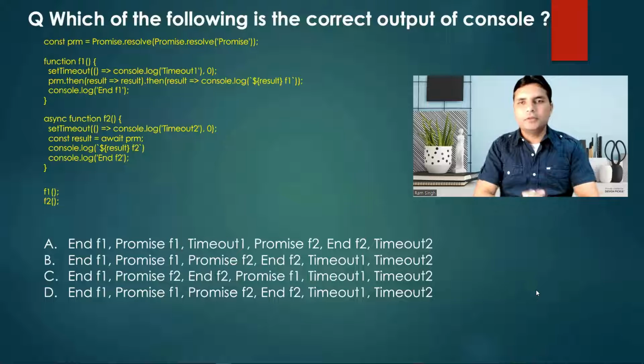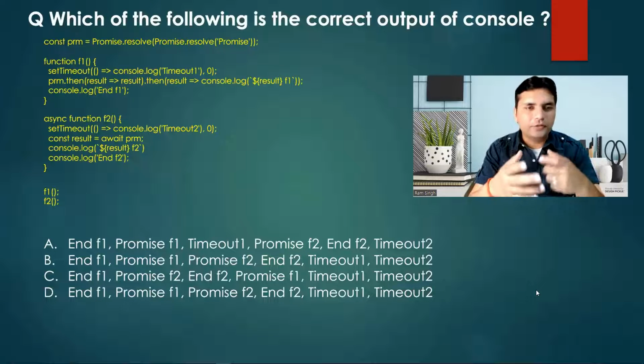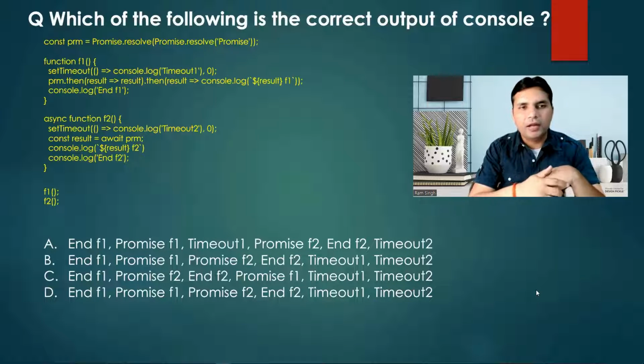Hello guys, so today I have a question on promise. Whenever promise comes, it is quite interesting. This question has two functions, f1 and f2. F2 is an asynchronous function, and we are calling f1 and f2. Inside f1 and f2, we have setTimeout and promise, and some plain console logs.